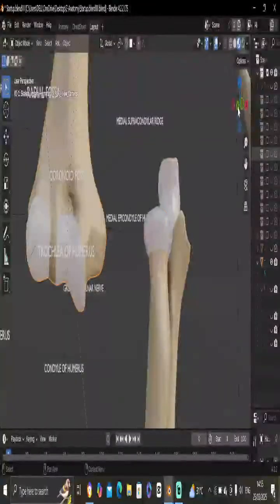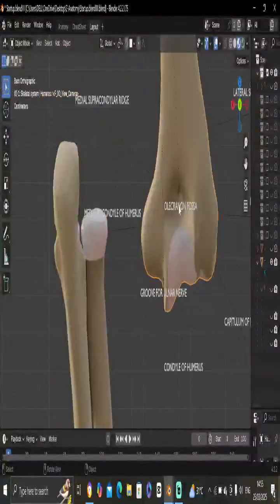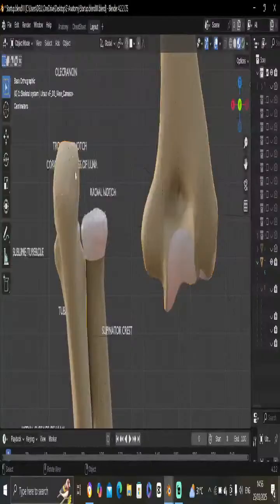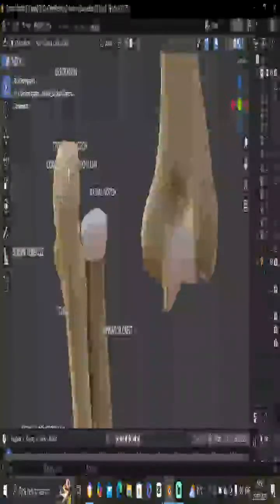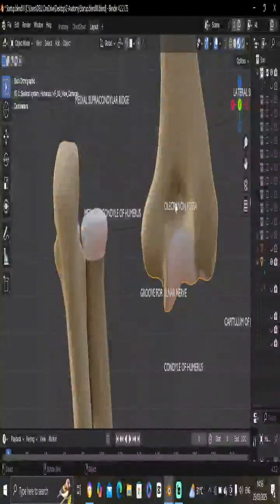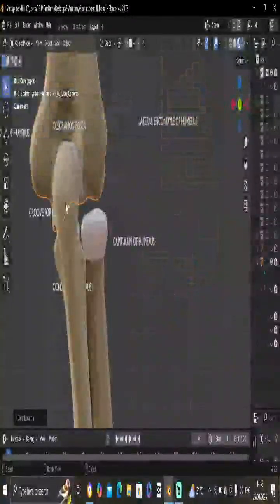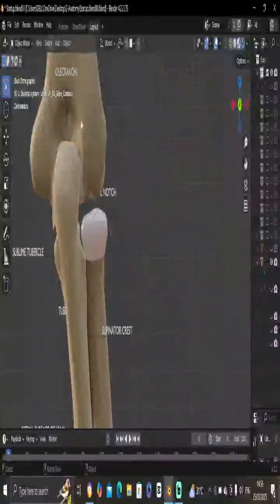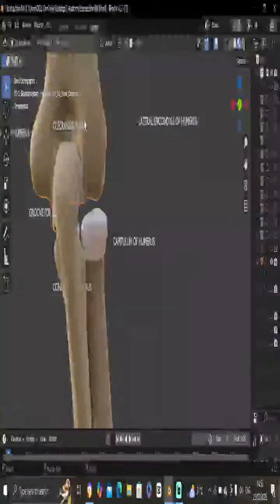Now, if we go to the back of the humerus, we can see a very deep fossa here. This is known as the olecranon fossa. It accommodates the olecranon process of the ulna. If I bring this back to the anatomical position, we can see the olecranon process of the ulna fits into the olecranon fossa during elbow extension.